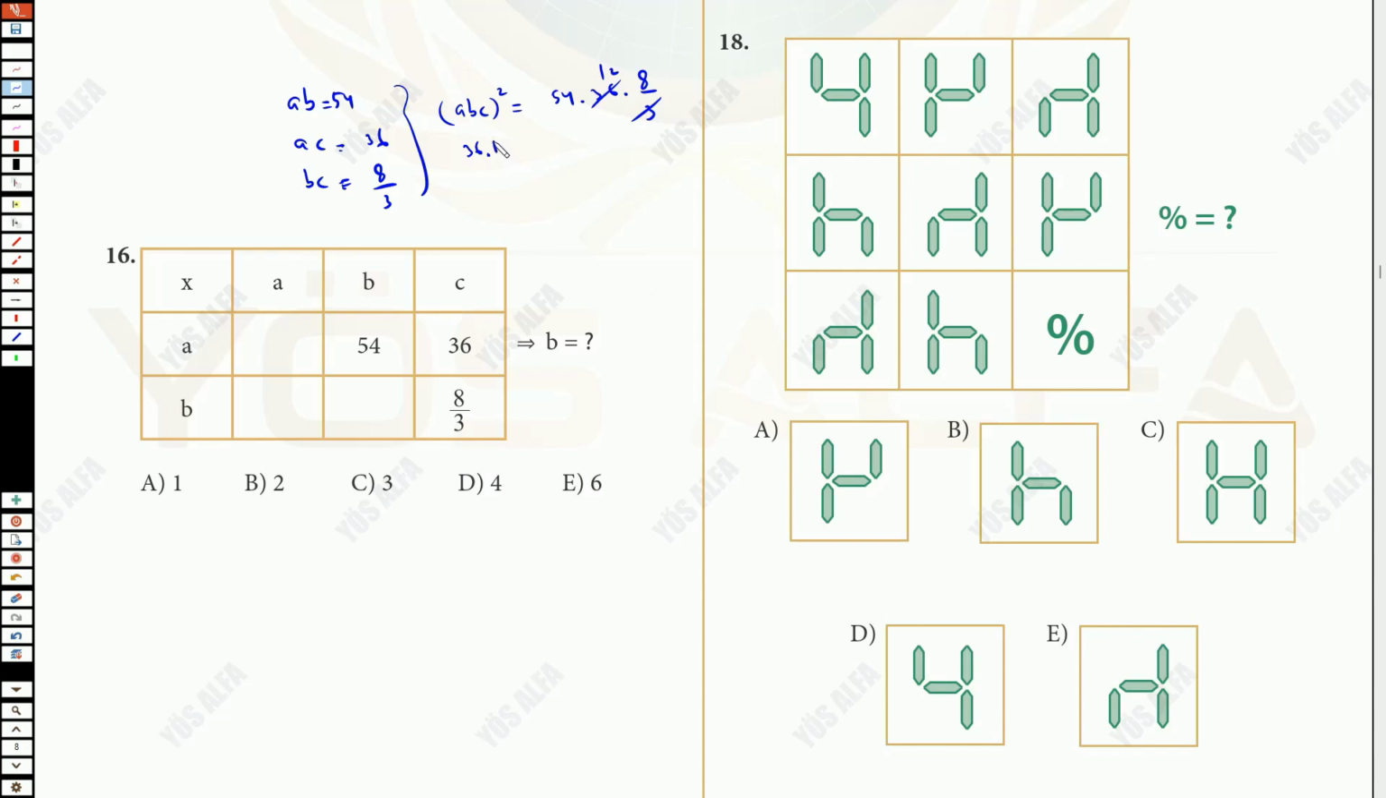So 36 times B, the whole square. Okay, I'm going to write it this way. B is square root of 54 times 12 times 8. So B is going to be square root of 54, 12, 8 divided by 36, 9 times 4, 6, 3 times 2, 2. So 4. So 4, that's 2. So 2 is the answer.